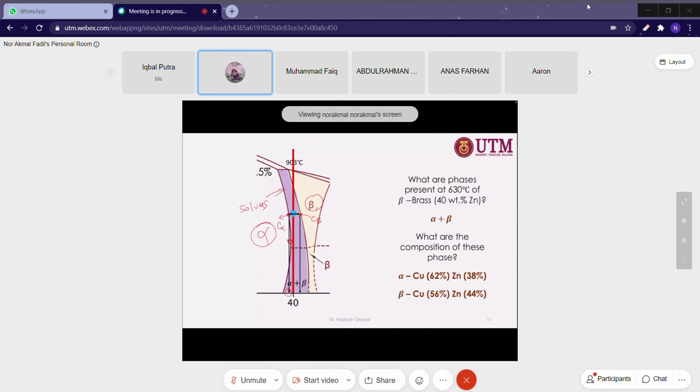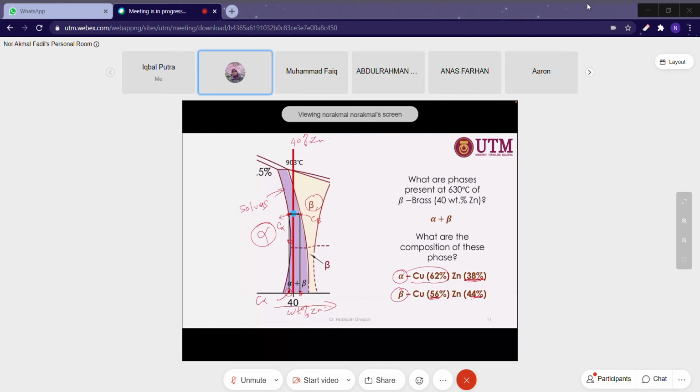If we read the composition of alpha, it contains 38 of zinc, because if we read the diagram from left to right, it is weight percentage of zinc. So let's say this is your alloy containing 40% of zinc. The point at this alloy for the C alpha is 38% of zinc, and the remaining composition of the solid is 62. And for beta, you can straight away read from here, it is 44. And then the remaining composition is copper, which is 56%.